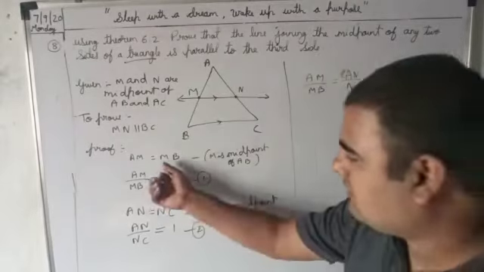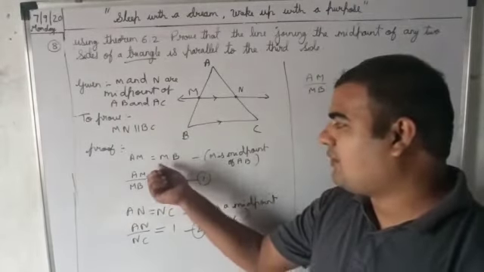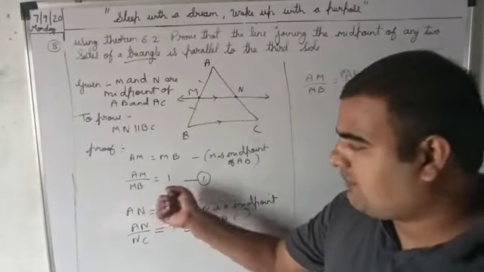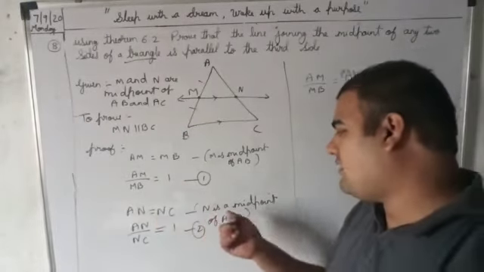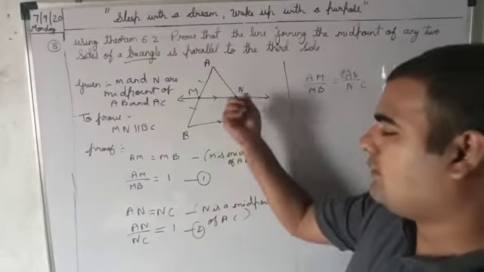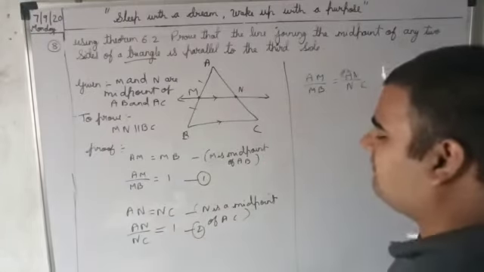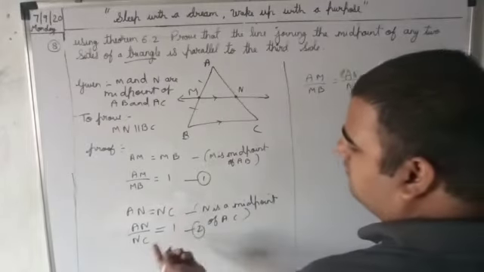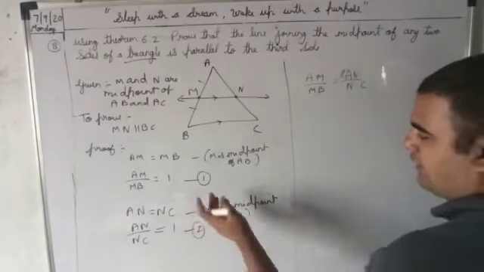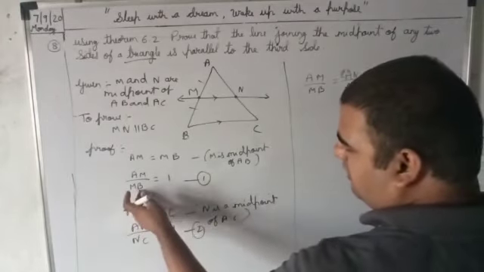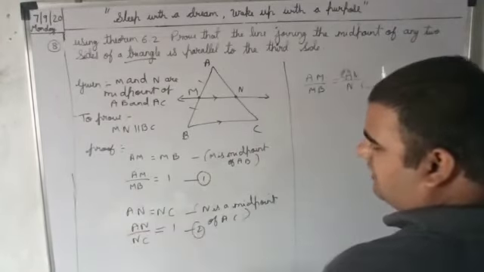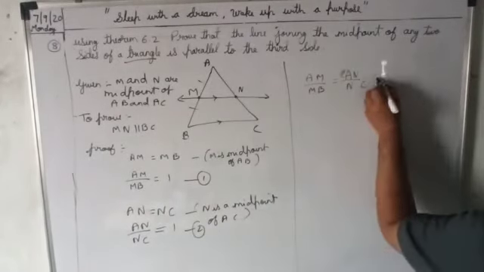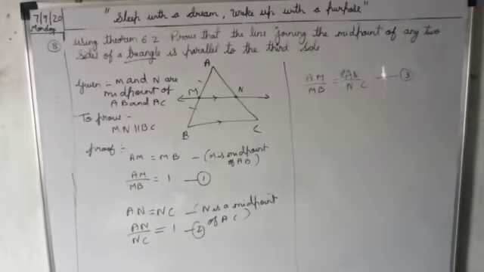Very simple, very important. This is the midpoint. AM equals MB. Midpoint means what? Same length, no? That's why the ratio will be 1, right? Same here also, N is the midpoint of AC, so AN equals NC, and it is also 1. So see, the RHS of both are 1. So from 1 and 2, you can say AM upon MB equals AN upon NC, because things which are equal to the same thing are equal to one another. Name this as 3.